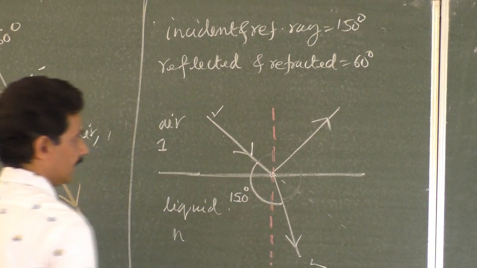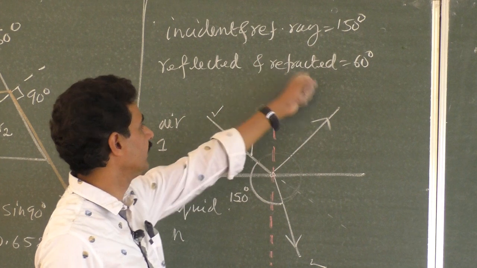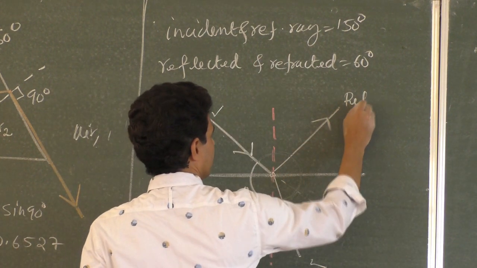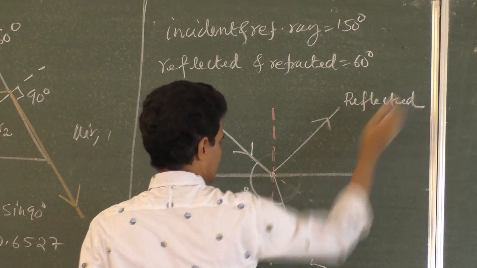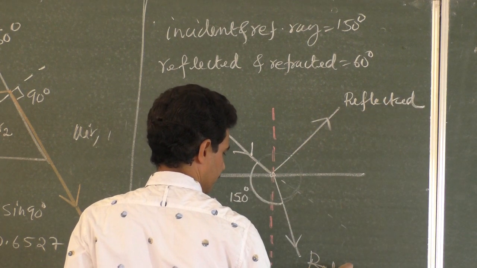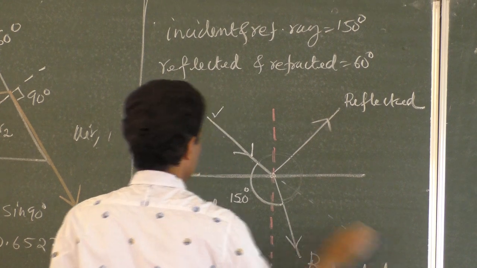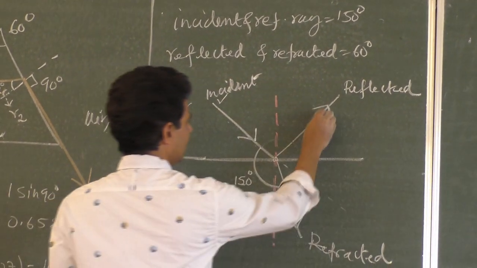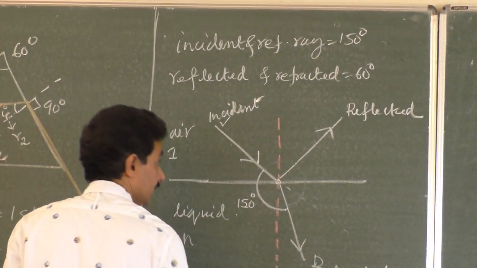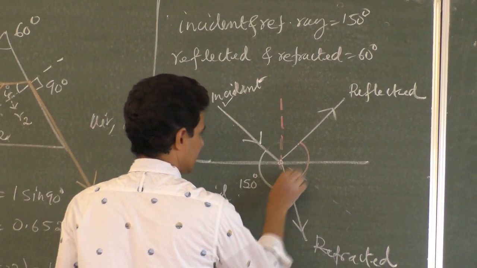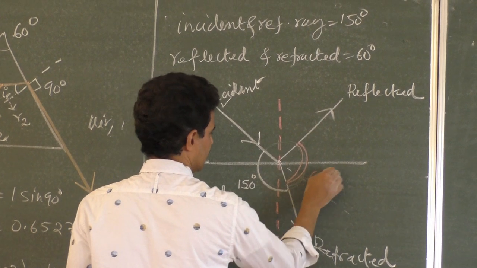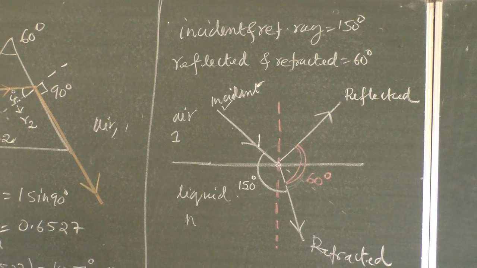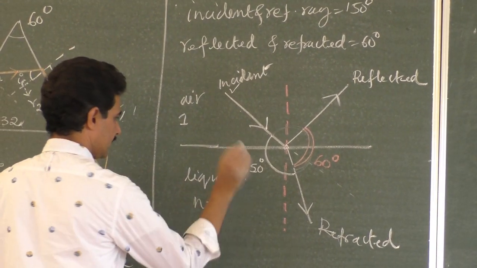Incident ray and refracted ray are done. Now the angle between reflected and refracted ray. I will write this one: reflected ray, and this is refracted ray, and this is incident ray. Okay. Reflected and refracted rays, angle between them is 60. So this angle is 60, right? Now the question is, calculate the refractive index of the liquid here. That is the question mark.